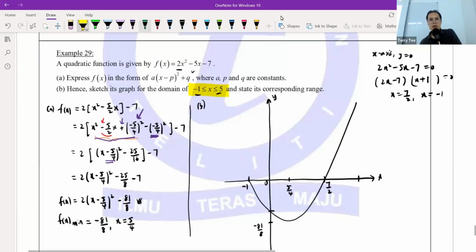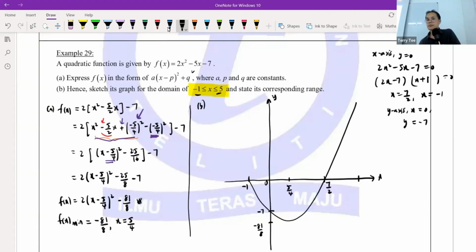Okay, two things. First, the y-axis, where x is 0. Let us put 0 inside here and here. My y should be what? -7. Guys, you know what I'm talking about. I'm putting 0 inside here, and this one automatically becomes 0. I get -7, right? So this is -7.